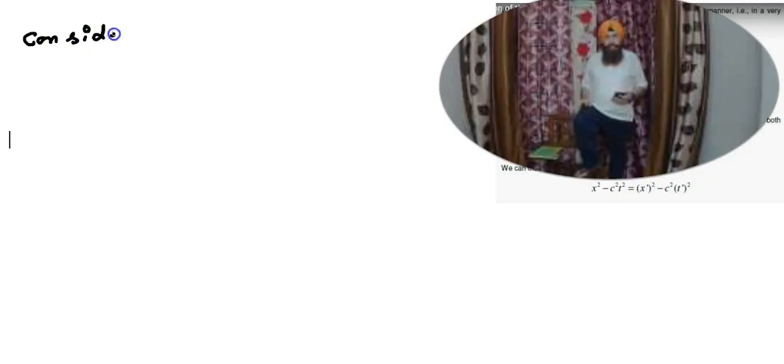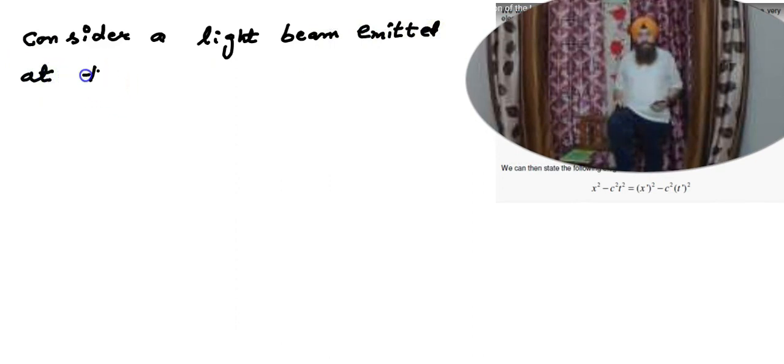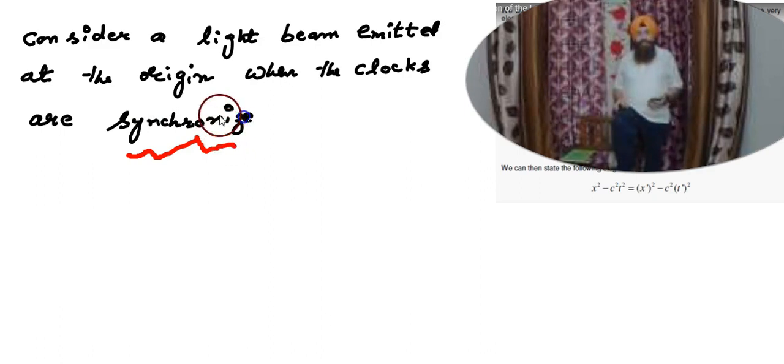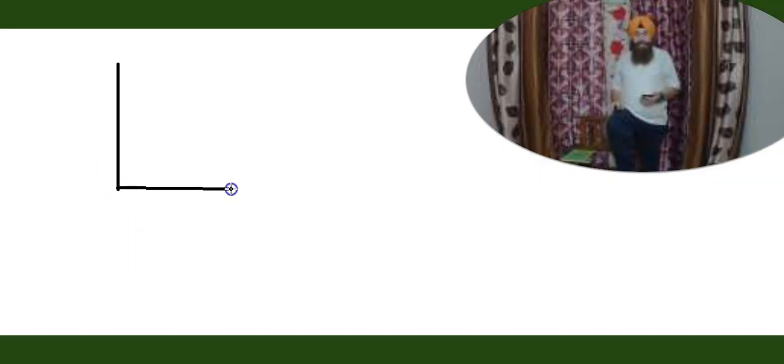Now we consider a light beam. The light travels with a velocity of 3 times 10 raised to the power 8 meters per second. It is emitted at the origin when the clocks are synchronized. Synchronized means when the two frames were coinciding, like t equals t dash equals 0.